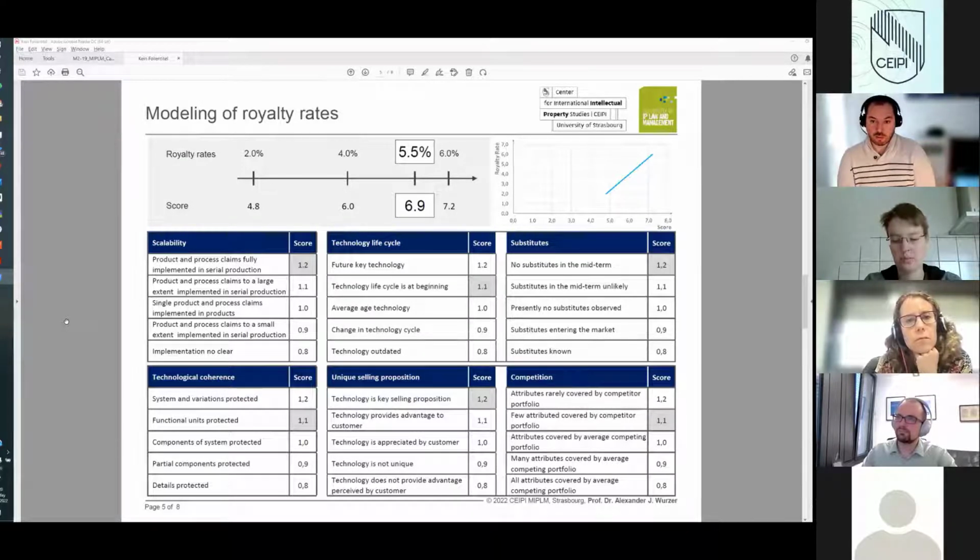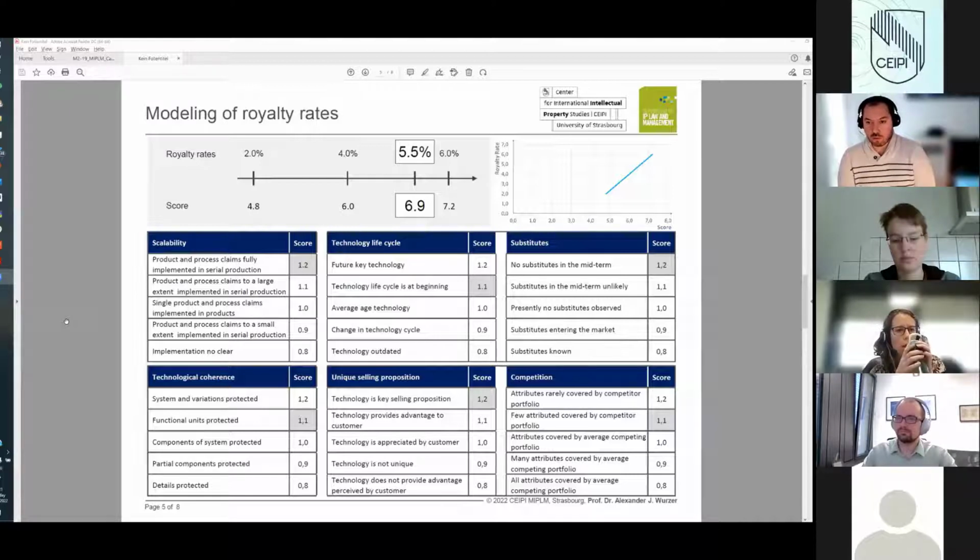The royalty rates that you can see are retrieved from commercially known royalty rates that happened in the past for comparable products, and they span from 2% to 6%, while an average patent portfolio in terms of quality and technology should score about 4%.